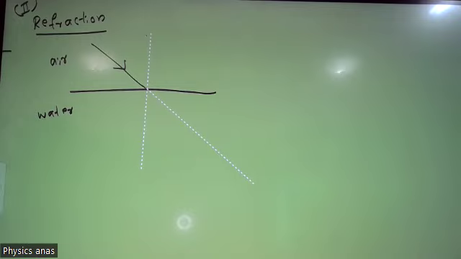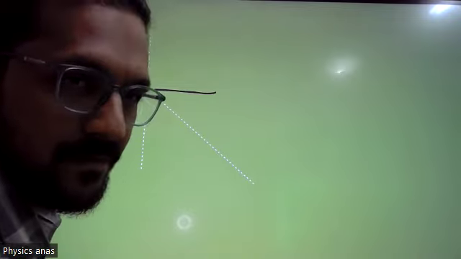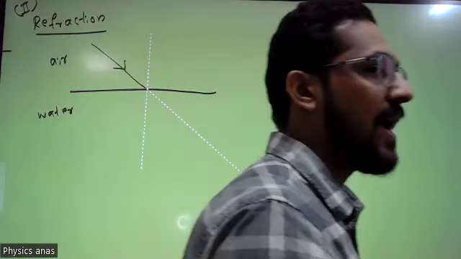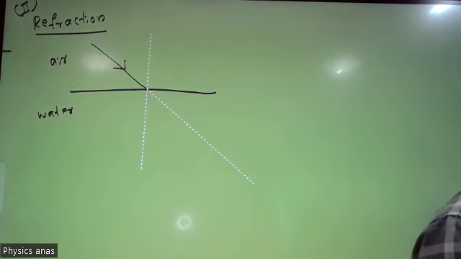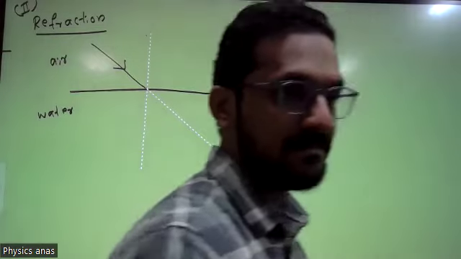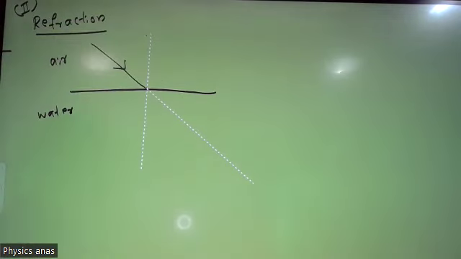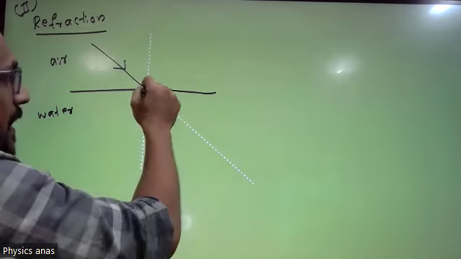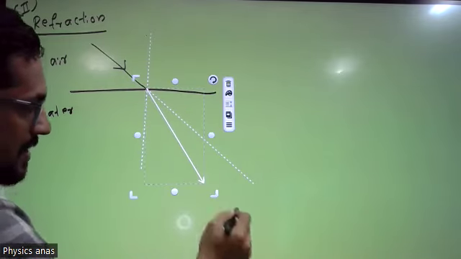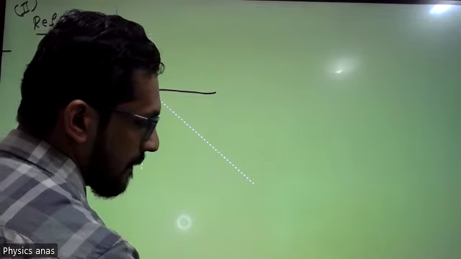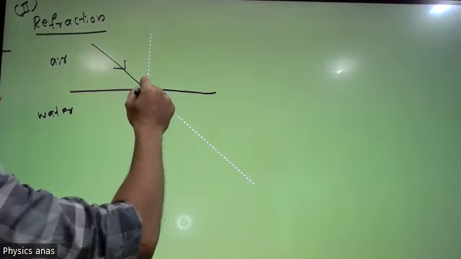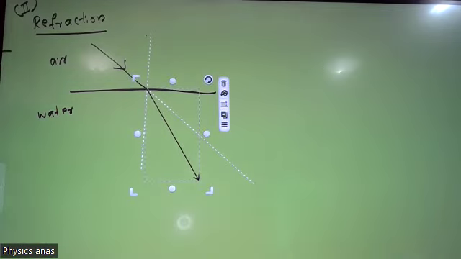That is, the density, or optical density, of air and water will be different. Because of that difference, there will be a bending of light. The light will bend like this. Right? This is refraction.